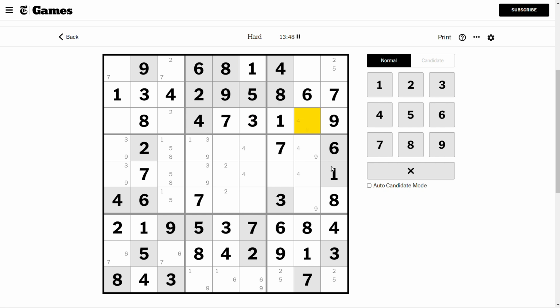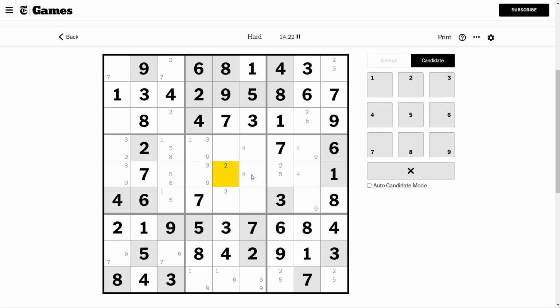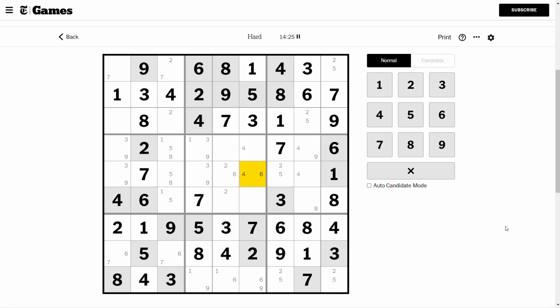Okay, this 3 points right and this 3 points up. So in block 3, the digit 3 is forced into this cell. This is 2 or 5 to make up this block. This is also 2 or 5 for this column. These 6s force the digit 6 into one of these 2 cells in block 5.